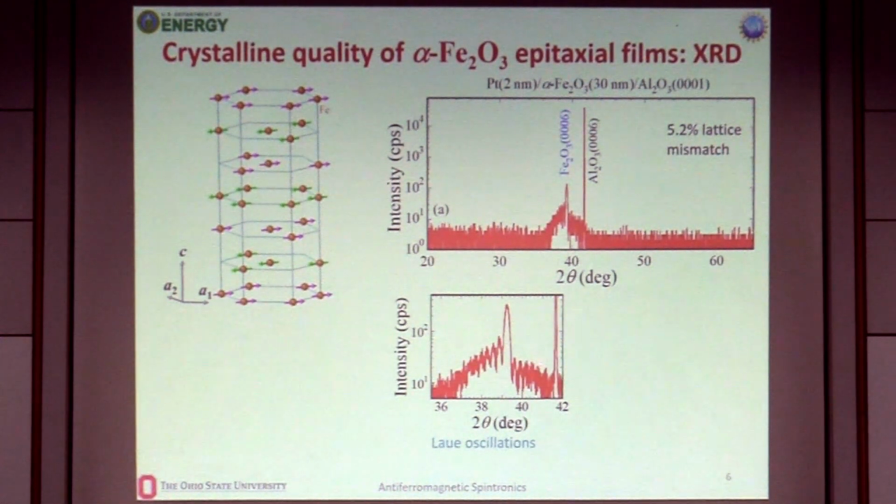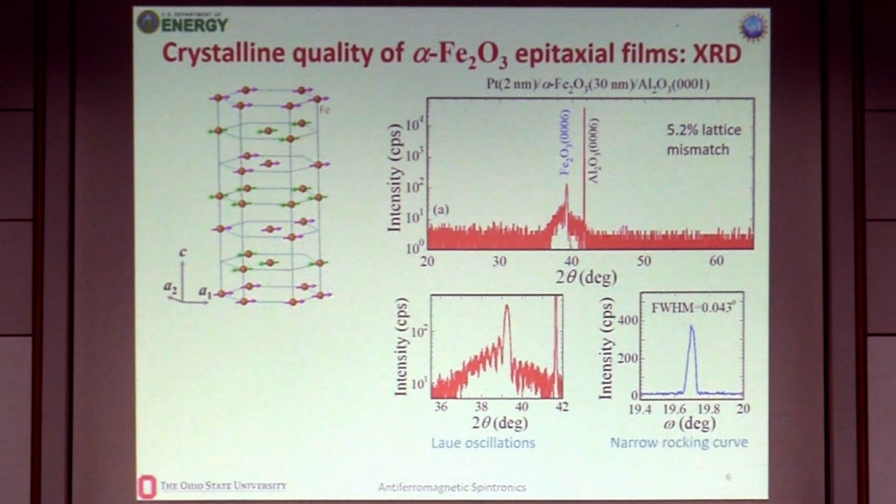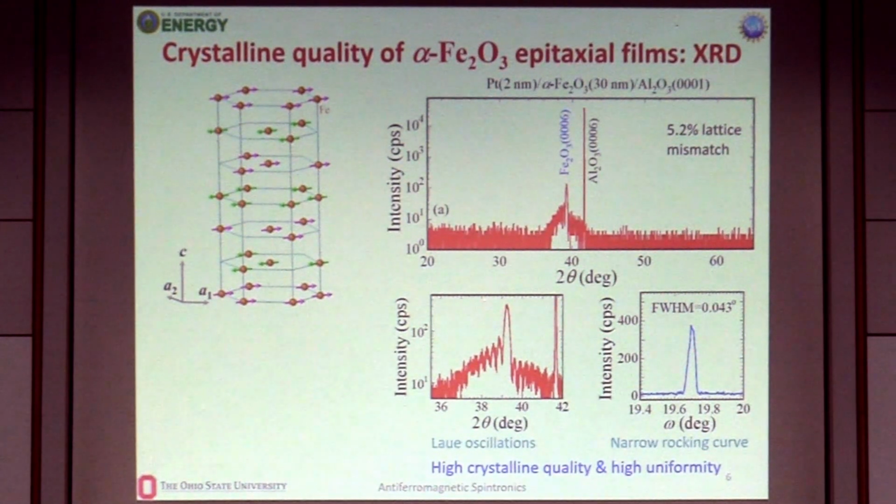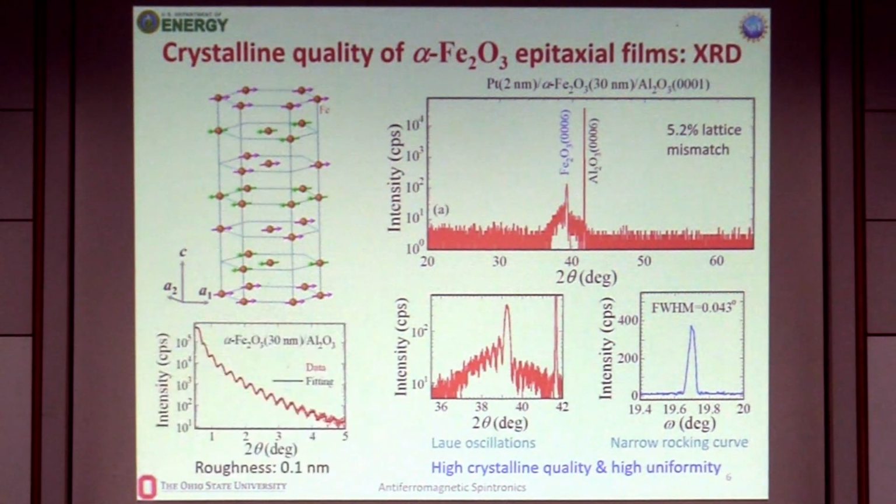And there's a little background here because this particular sample, we have a 2 nanometer platinum on top. It happened to be the platinum 111, I believe, also is here, but it's not going to interfere with the observation of those Laue oscillations. And then we did the rocking curve of this particular peak. That's the 006 of the iron oxide. And we saw a full width at half maximum about 0.04 degrees.